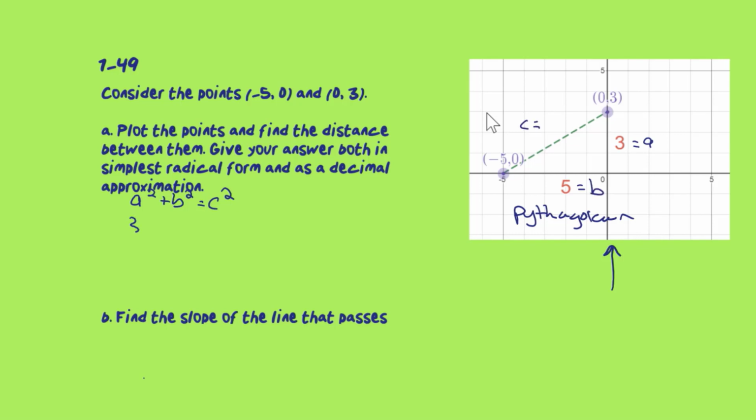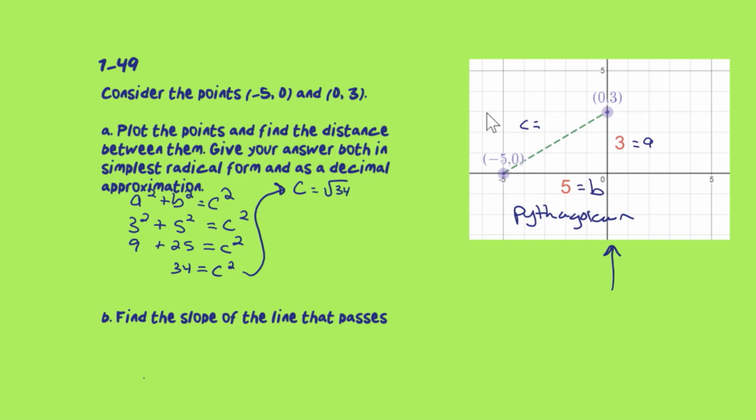So I'm going to put 3 squared plus 5 squared. Notice I didn't put -5 even though it's going in that direction because distance can't be negative. You could plug it in, but it would still end up being a 25 if you were done anyway. So that equals c squared. So we've got 9 plus 25 equals c squared. And that's 34 equals c squared. So in the simplest radical form, c equals the square root of 34.